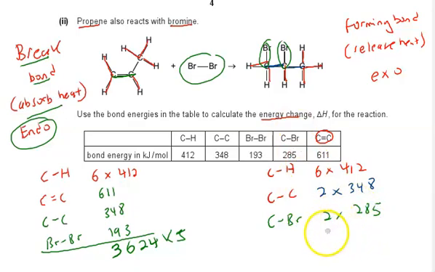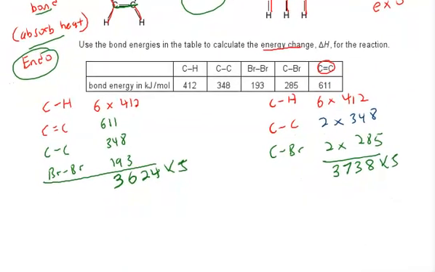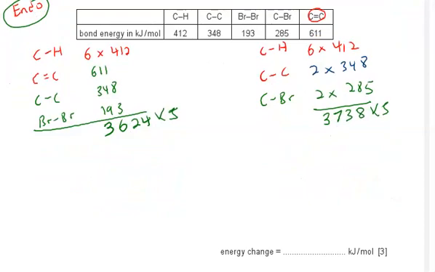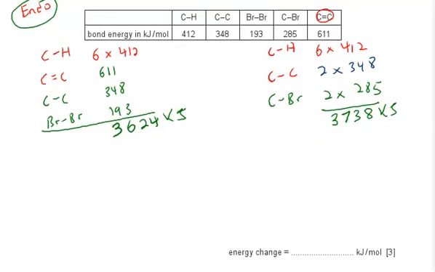Now we calculate the whole thing. So you'll be getting about 3738 kilojoules. Okay, let me scroll down. So this is the energy change they are asking for.